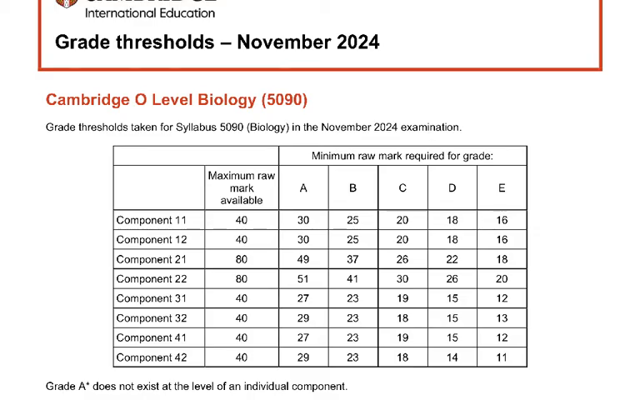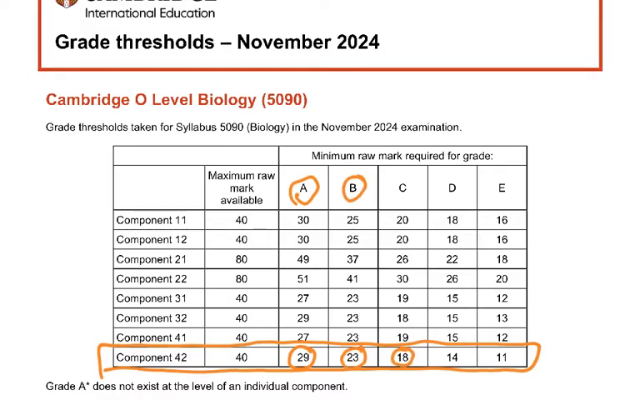As some of you have commented on my YouTube videos that I should specify the grade threshold. Now the grade threshold, of course, here for paper 4-2, you can see here getting a 29 out of 40 was an A grade, and getting a 23 would mean a B grade, and 18 would get you a C grade, and then 14 would get you a D grade, and then 11 would get you an E grade.